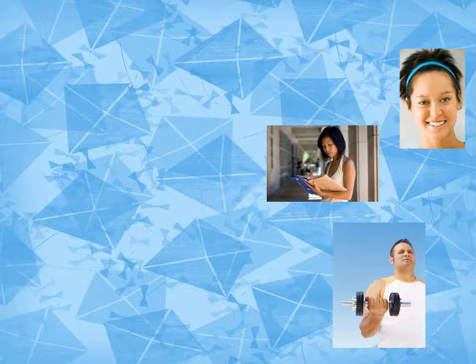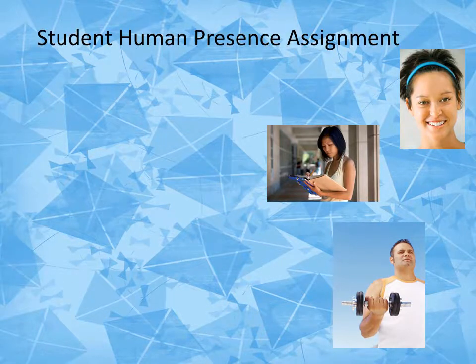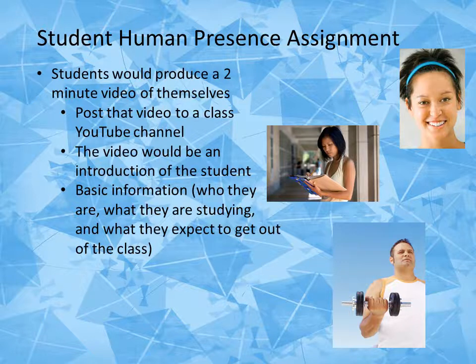Student human presence. It's important that students also have a human presence and that they know that other students are there as well. You would require students to produce a 2-minute video of themselves, to post that video to a class YouTube channel. The video will be an introduction of the student, basic information, who they are, what they are studying, and what they expect to get out of the class. All students in the class will be required to view all of the student videos. This creates a presence for the student with other students.